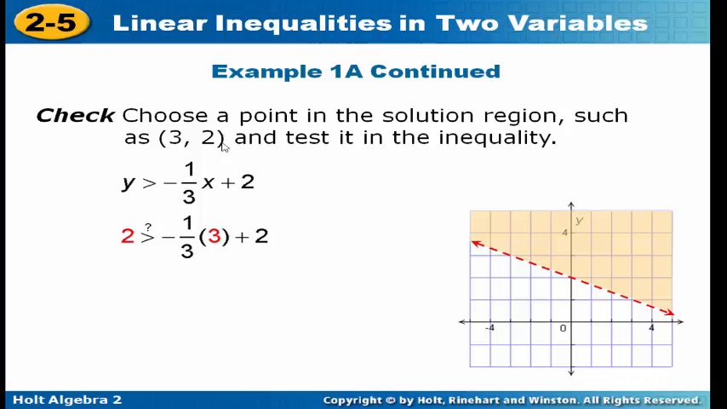Replace x by 3, and find the answer. Negative 1 over 3 times 3 is negative 1. Negative 1 plus 2 is 1. So 2 is greater than 1. So it's right.